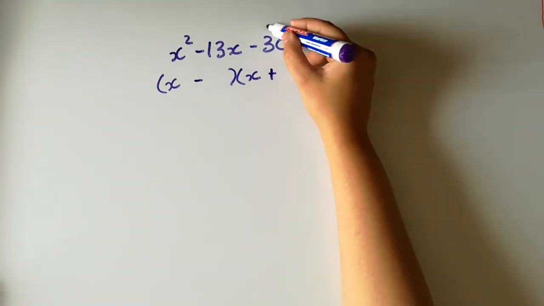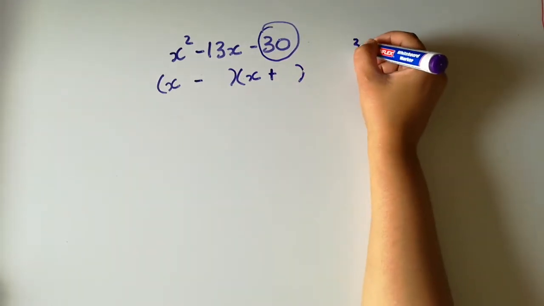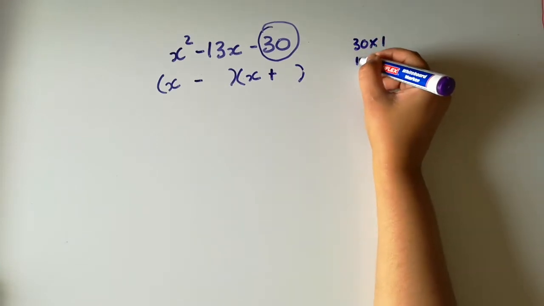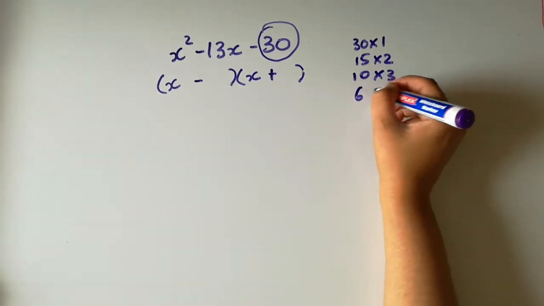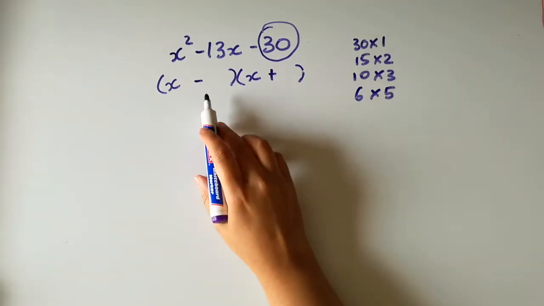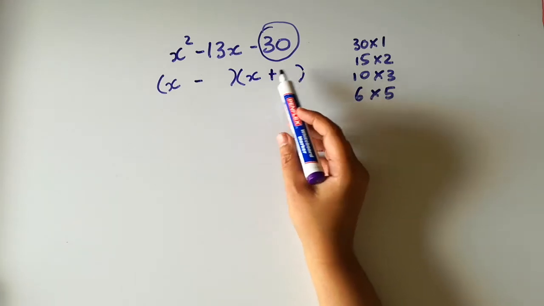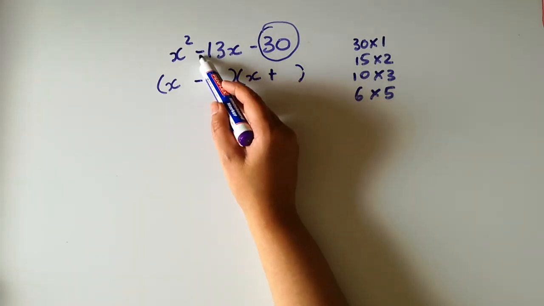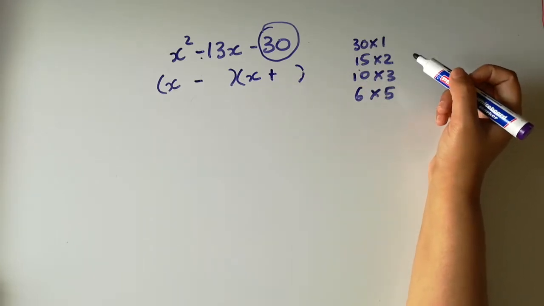Now let's look at factors of the last term, which is 30. Now 30 is equal to 30 times 1, 15 times 2, 10 times 3, and 6 times 5. Now here's the tricky part. Because one has to be negative and one positive, we're going to look at the sign of the middle term in our question, which is a minus. Therefore, when we add these two, the bigger number needs to be a minus.